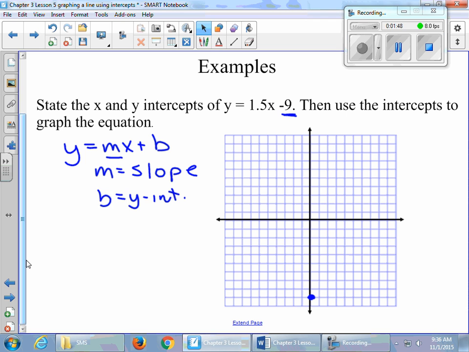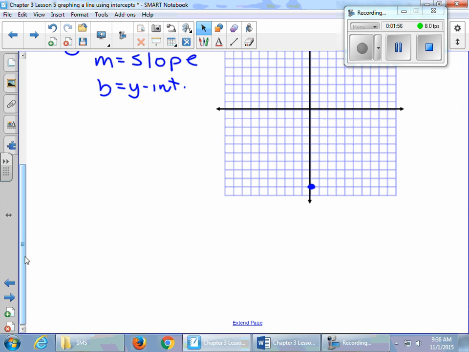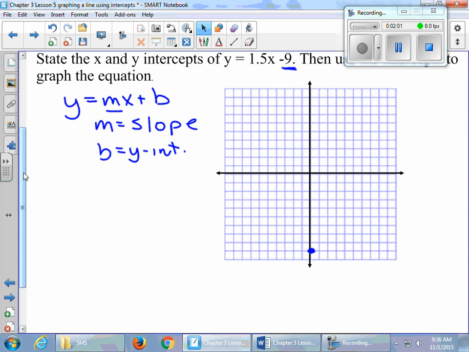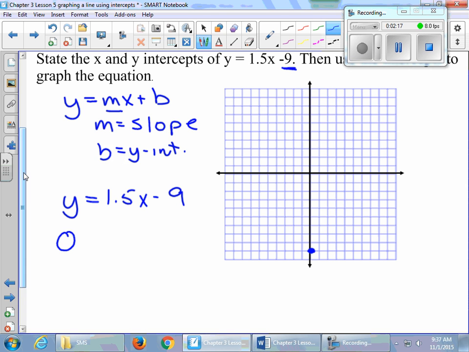Now to find the x-intercept, we're going to use our equation y equals 1.5x minus 9. And we're just going to make y equals 0, because when y equals 0, our x point is going to end up on the x-axis. Now we have an equation: 0 equals 1.5x minus 9.